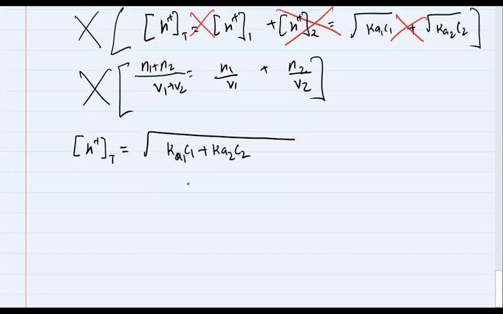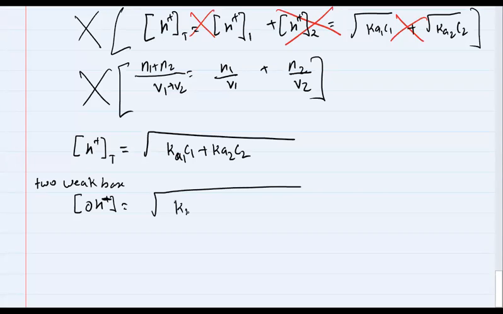Okay everyone, tell me, in the same way, if we have two weak bases, the concentration of OH minus would be what? Concentration of OH minus, my bad, will be the root of Kb1 C1 plus Kb2 C2, right everyone? Tell me, yes or no?